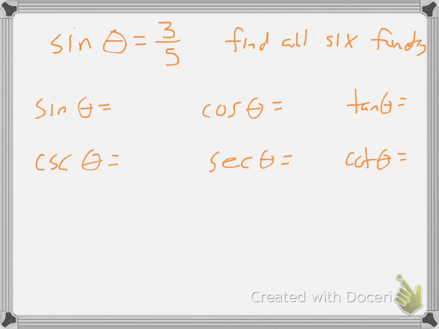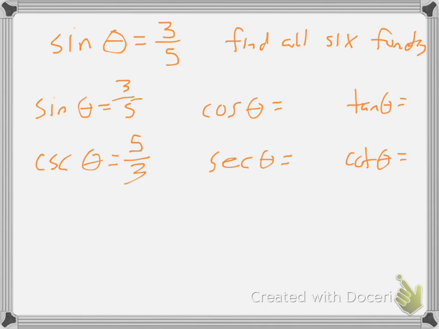Then you just put in what you know. What do you know? Sine. You know sine. What is sine? 3 over 5. Which means you also know cosecant, which will be 5 over 3. Now, we've got to figure out the rest of them.